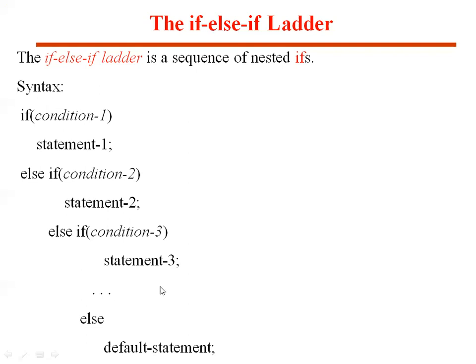Like this, you can write n conditions here. And finally, if the nth condition is also false, then it goes to final else, and this is the default statement executed. That means if all the n conditions are false, finally this final else statement, that is the default statement, is executed. That's why this is the last statement, executed when all the n conditions are false.